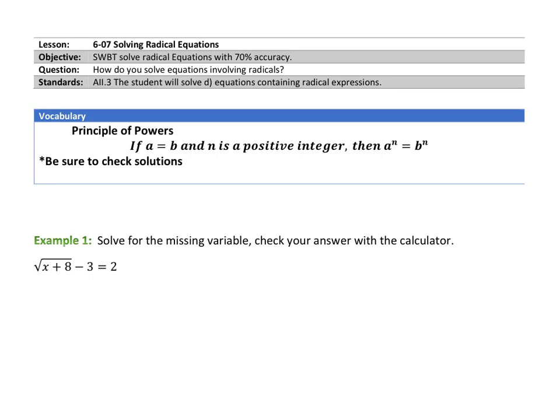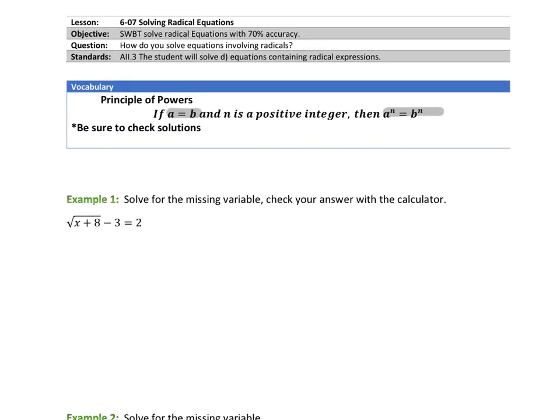Okay, today we're going to be solving radical equations. This uses what's called the principle of powers. It basically means that if we have a equals b and n is a positive integer, then a to the power of n is equal to b to the power of n. Today we do want to be sure to check solutions, as some of them may not actually work.